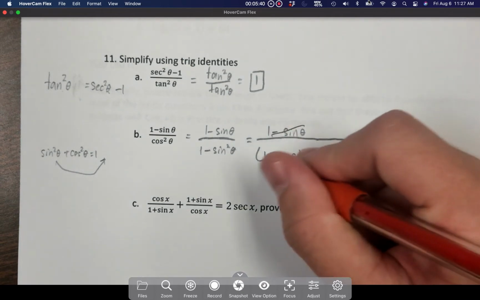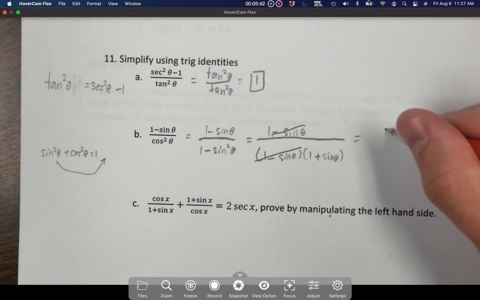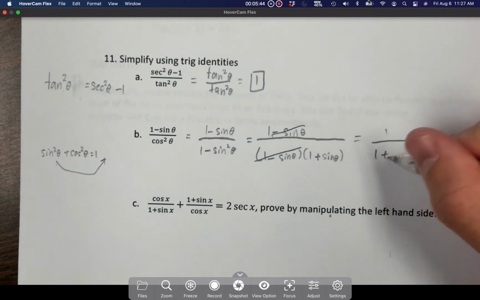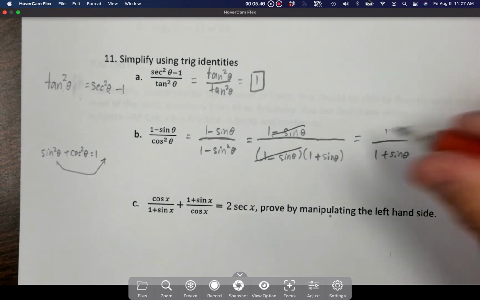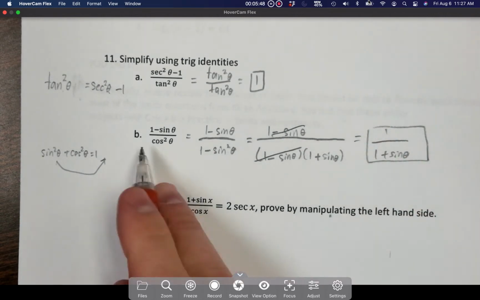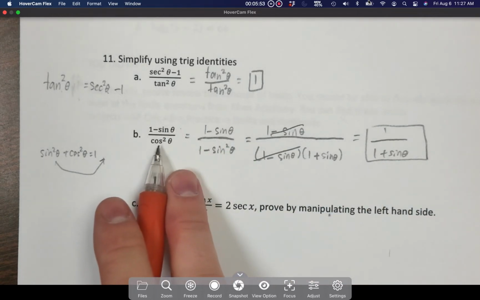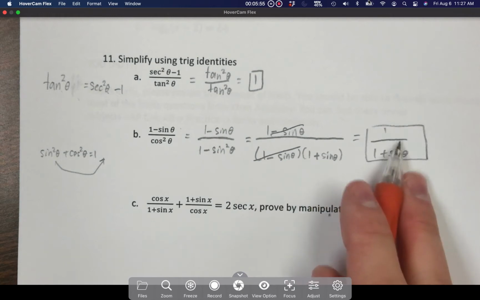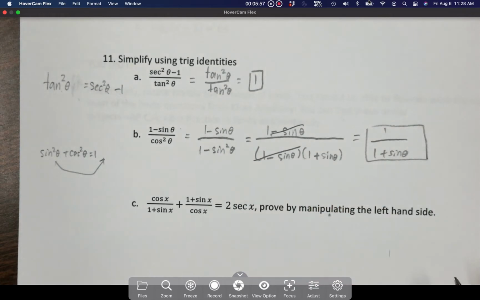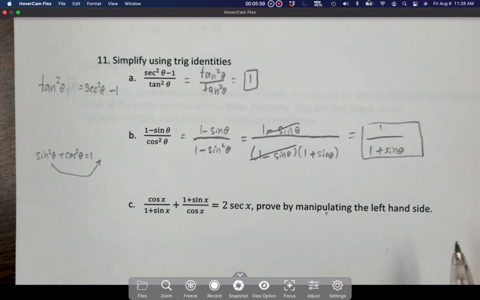So we get some canceling here. That whole root cancels out with that. So this is equal to 1 over 1 plus sine. That would be the simplified version. Doesn't look that much simpler, but at least now, instead of having two different trig values and some squareds, we only have a single fraction with one trig value. So that is, in some ways, more simple.